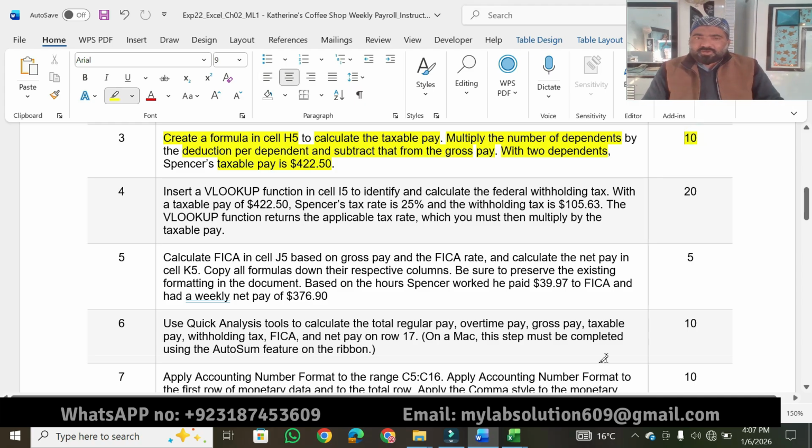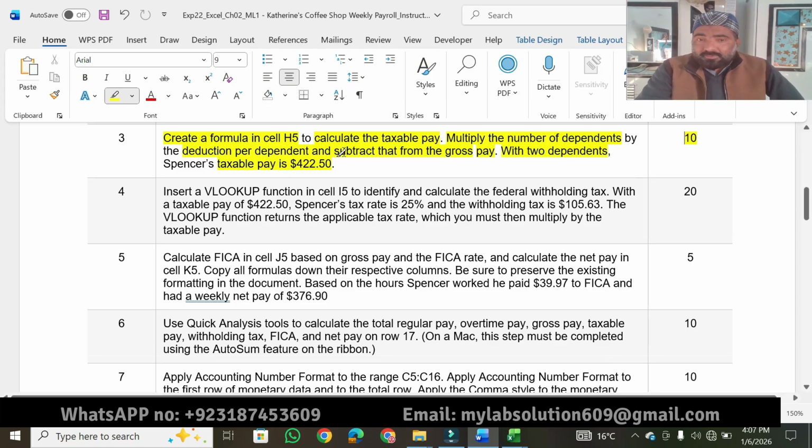So in question number 3 we have to create a formula in cell H5 to calculate taxable pay. For taxable pay we have to multiply the number of dependents by the deduction per dependent. First we have to multiply the number of dependents by the deduction per dependent, and we have to make the deduction per dependent absolute. Then after getting the result, we have to subtract that result from the gross pay.